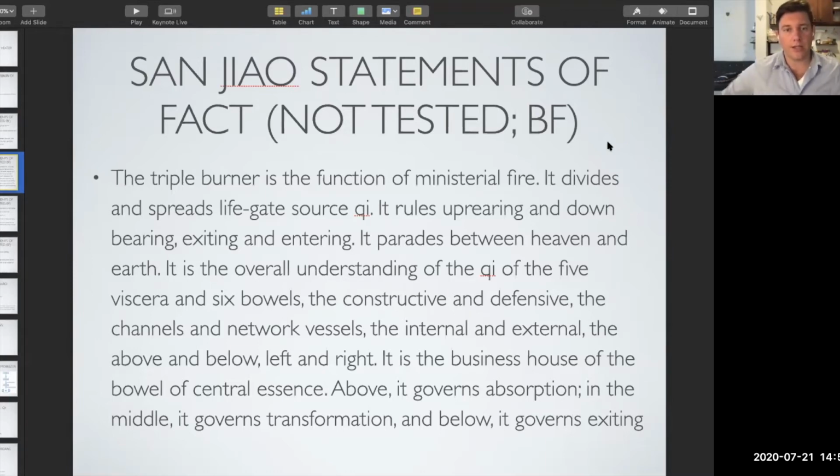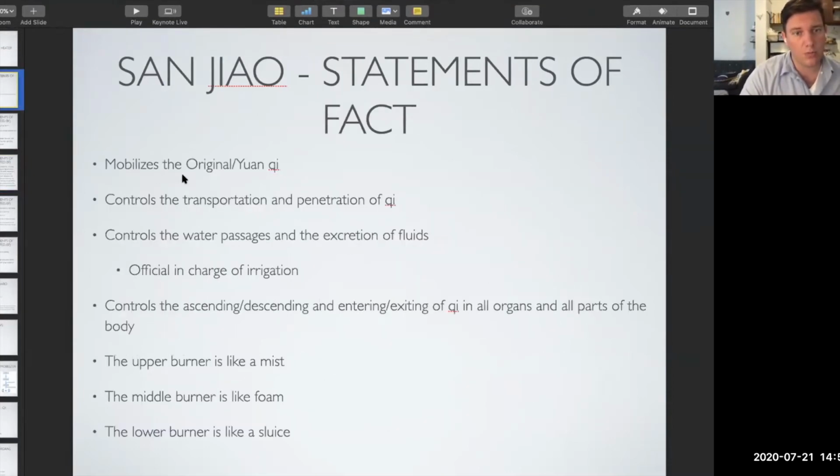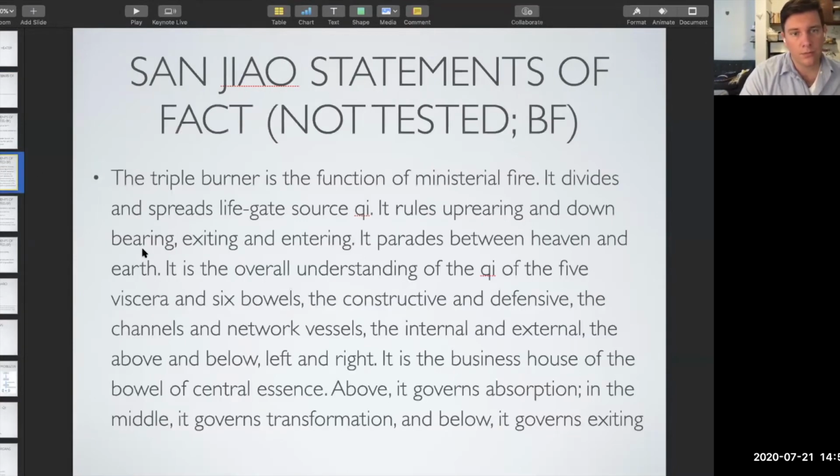It divides and spreads life gate source qi, Ming Men, kidney. So it's spreading that, remember statements of fact here, mobilizes the Yuan qi. It divides and spreads the Yuan qi. It rules uprearing, moving upwards, and downbearing, exiting and entering. It parades between heaven and earth. That's just floofy. It is the overall understanding of the qi of the 5 viscera and 6 bowels, the yin and wei, the channels and network vessels, the internal and external, the above and below, left and right.